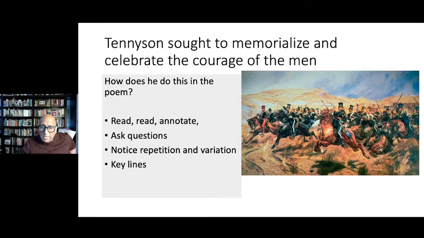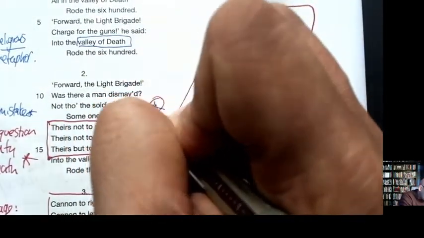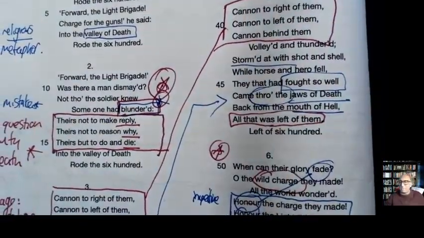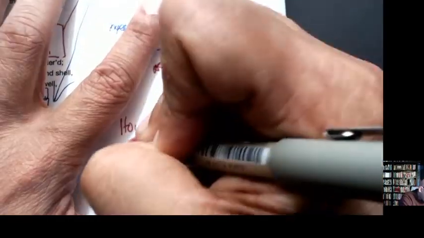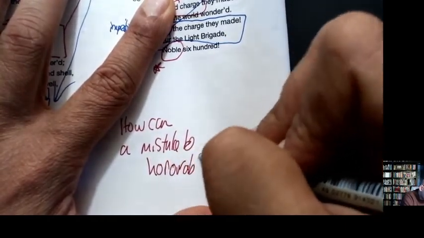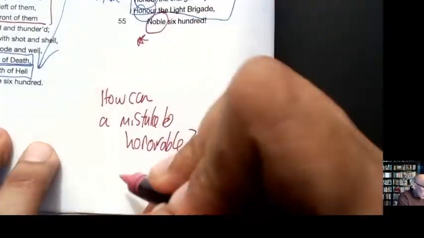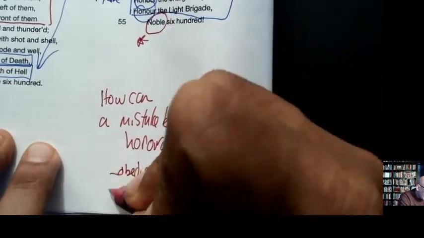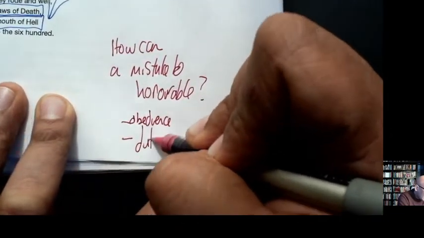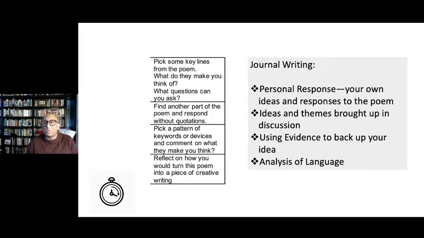For me, might it have something to do with this word blunder? That it was a mistake. So how can you make a mistake? How can a mistake be honorable? And part of the answer to that is obedience and duty. And I think that's part of what Tennyson's really celebrating in this poem. And it's worth you thinking about what those things mean.